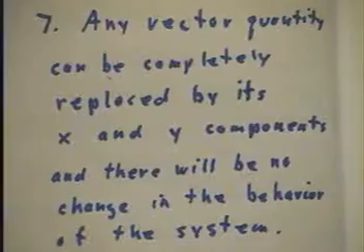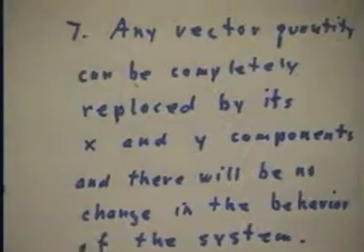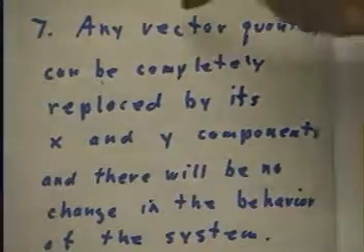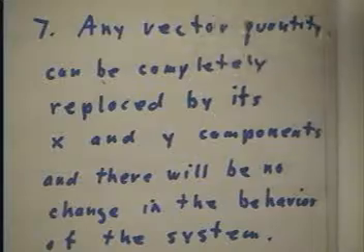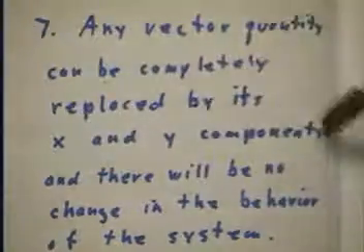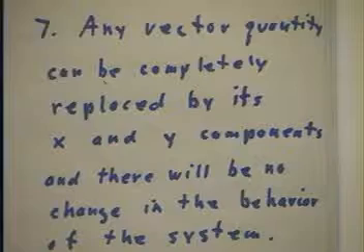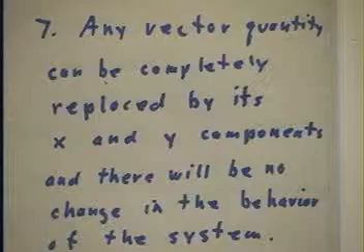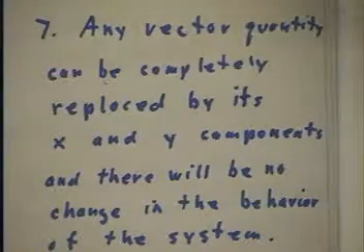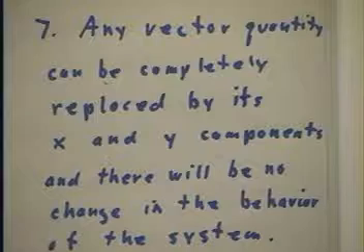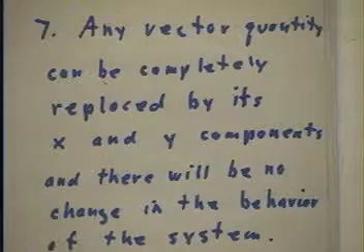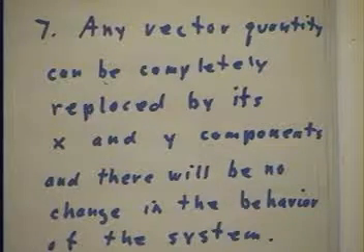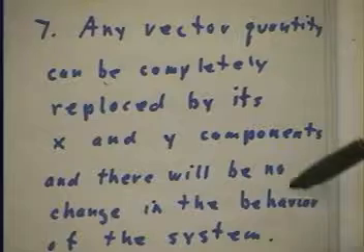Okay, the next question concerns what the basic premises are that we use when analyzing vector quantities. And the basic premise is simply that any vector quantity can be completely replaced by its x and y components without any change in the effect of that vector on whatever it is we're observing. So if we take a force vector and replace it by two force vectors, one for the x component, one for the y component, it's going to have exactly the same effect on the object that it's acting on as the original force.